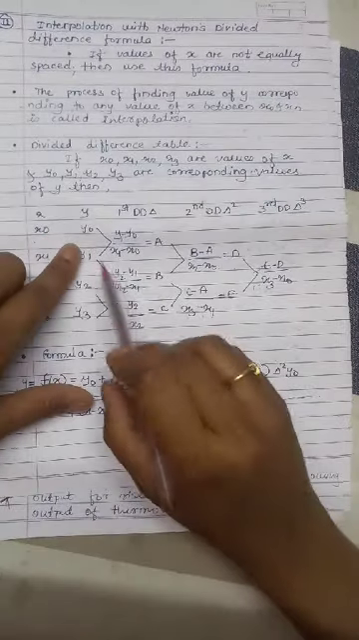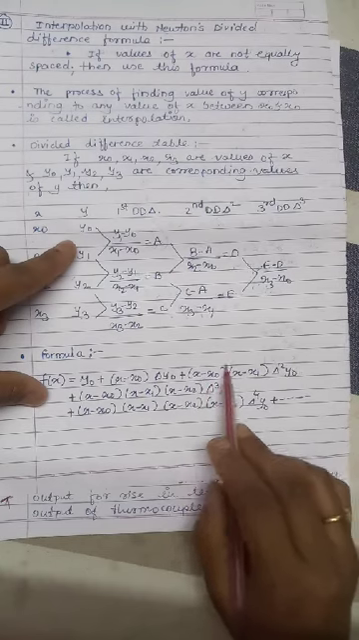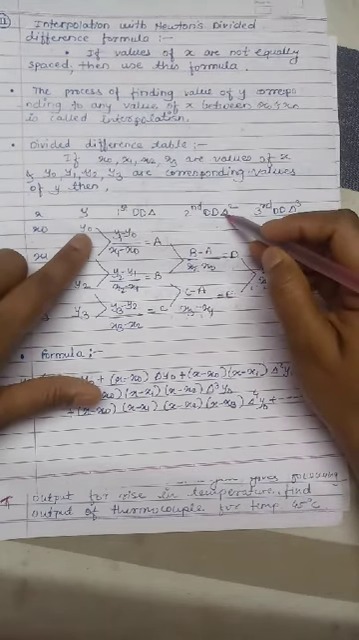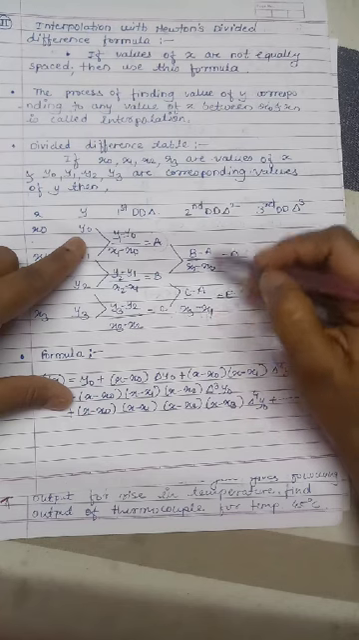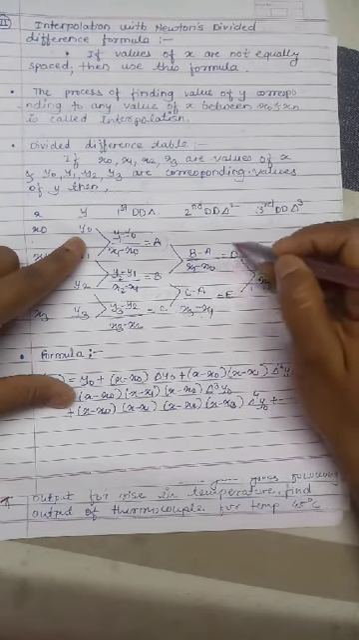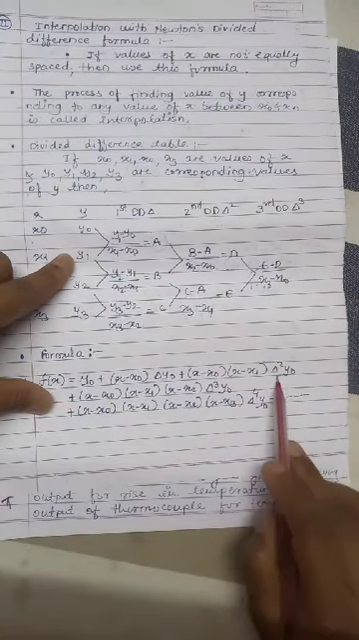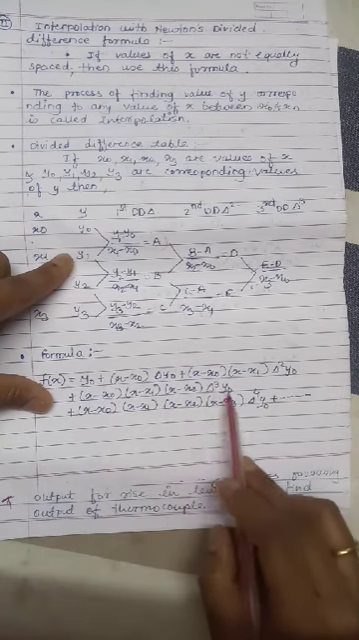Delta y0 means this value of a. Then plus (x minus x0) into (x minus x1) delta square y0. Delta square y0 means the second difference. We have to see the second difference table, that is the delta square table, and in that we take the value of d, which corresponds to y0. So take d as delta square y0, plus (x minus x0)(x minus x1)(x minus x2) delta cube y0.